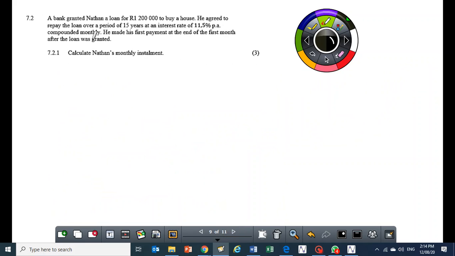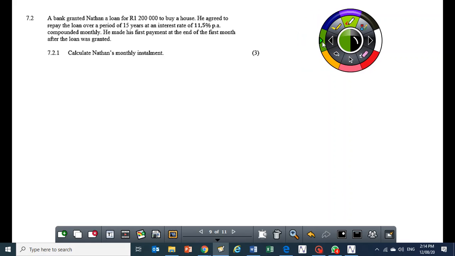Then 7.2, a bank granted Nathan a loan of 1.2 million to buy a house. He agreed to repay the loan over a period of 15 years at an interest rate of 11.5% per annum compounded monthly. He made his first payment at the end of the first month after the loan was granted. Calculate Nathan's monthly installment. Right, this one is very straightforward.